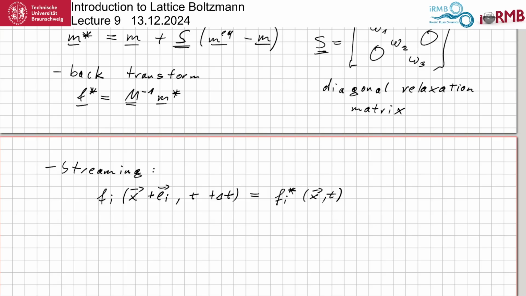So this is the way we also wrote it in the code. Yeah. So we could also write it the other way around. We could here write minus e_i and minus t minus delta t. Yeah. Then it would be a pull.